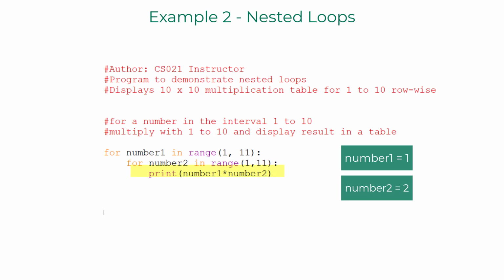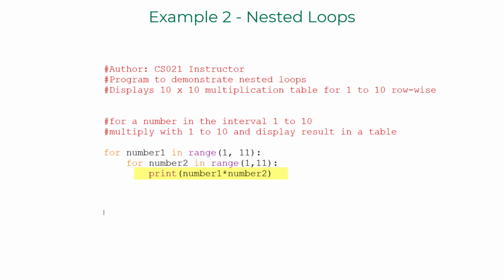So 2 will be printed. In the next iteration of the inner loop, number2 will be 3. So 3 will be printed, and you'll get all the multiples of 1 after you finish executing the inner for loop. Great. So now we got the first row elements. Now let's see how we get the second row elements.